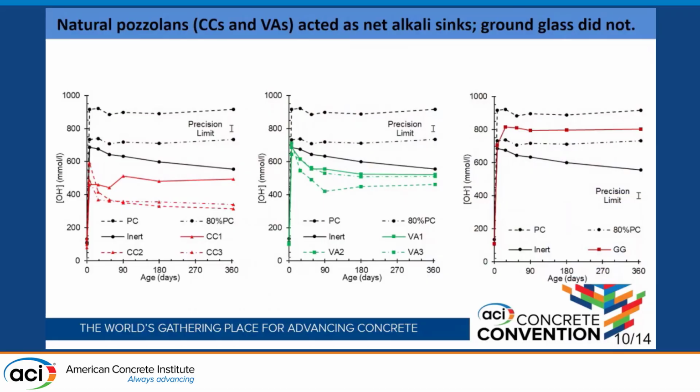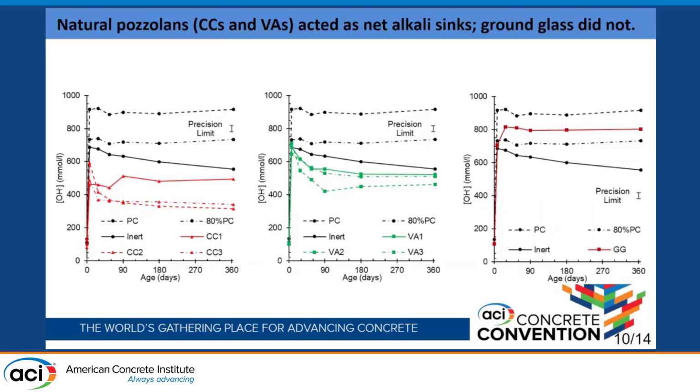So in this slide, I will present the pore solution results for the natural pozzolans and ground glass. Next slide will be coal ash products. So OH minus concentration in the pore solution is on the y-axis, the time on the x-axis. The three black color lines: the very top one is Portland cement only.